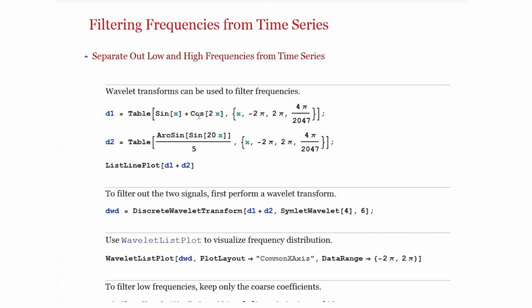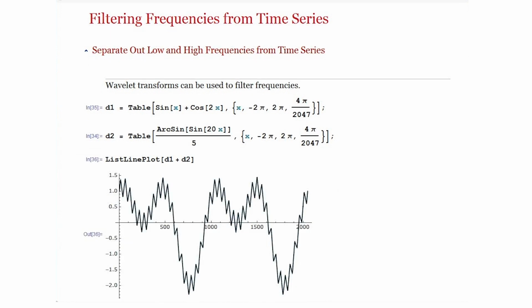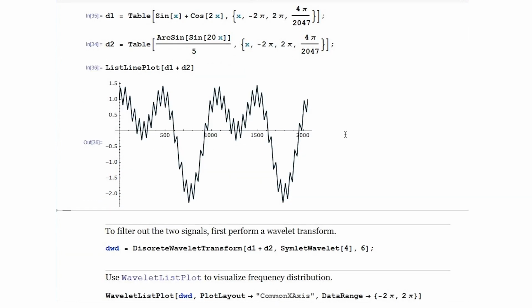In this case, we are going to take an example of sin x plus cos 2x and the arcsin of sin 20x that is scaled by a certain number. So we have d1 and d2, and we are going to add them together. And what you see here is a signal which has obviously some high frequency component in it. So now the objective for us is to be able to extract the low frequency component and the high frequency component from it. Let's see how we do that.